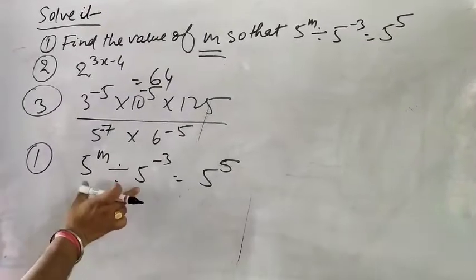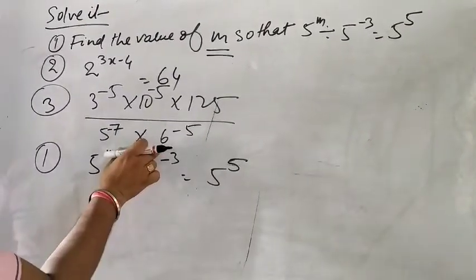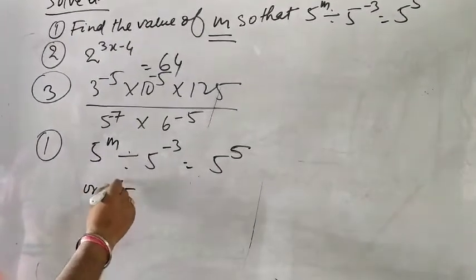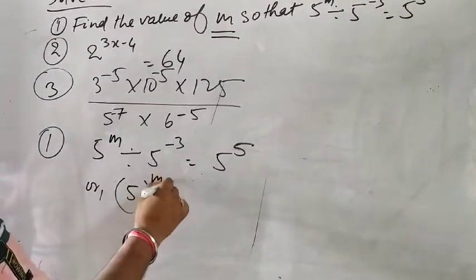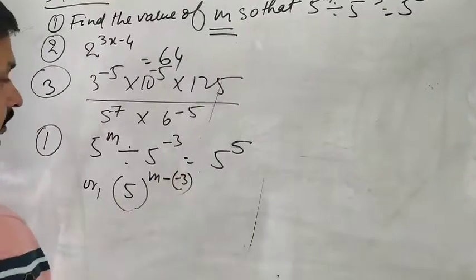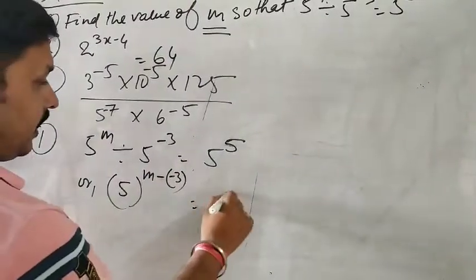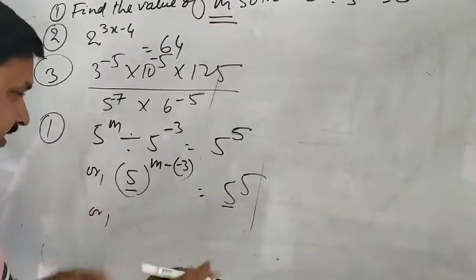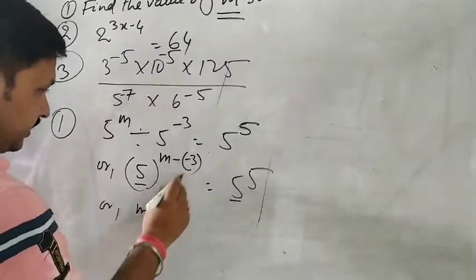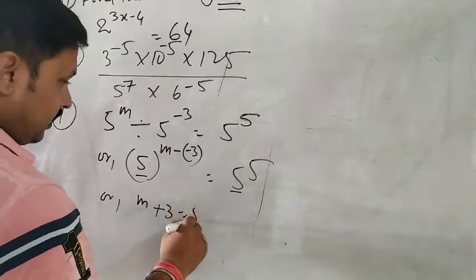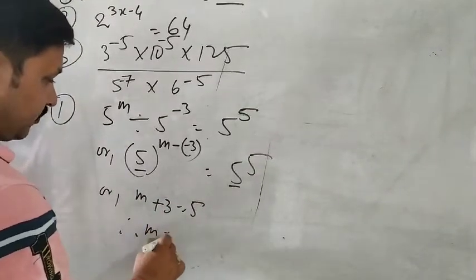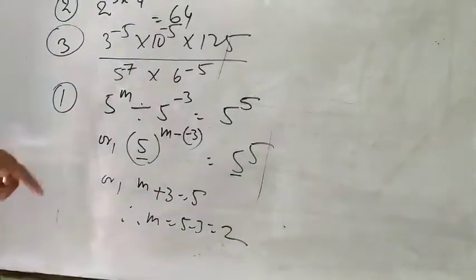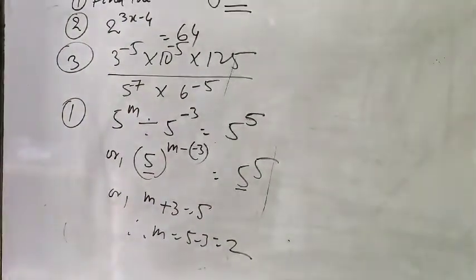So we know that when bases are equal and powers are different, 5 is common, so m minus minus 3 equal to 5 to the power 5. Now their bases are equal, so the bases cancel, and m plus 3 equal to 5. So m equal to 5 minus 3 equal to 2. And in this way we can solve this type of questions.